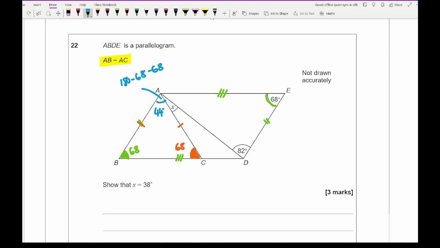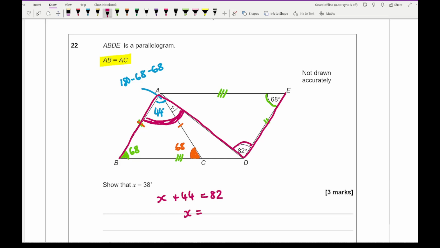Now, also what I know about parallelograms is I've got a Z angle. So I've got an alternate angle, and my alternate angle is this, which hopefully you can see highlighted in the claret colour. So this 82 degrees is going to be equal to this. So this angle here is also 82 degrees. Now this angle is also x plus 44. So I've got x plus 44 equals 82. And if I take the 44 out to the side, I get an answer of x equals 38, which is what they wanted me to show.